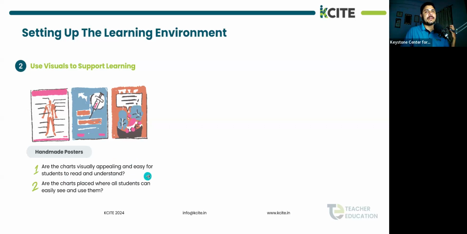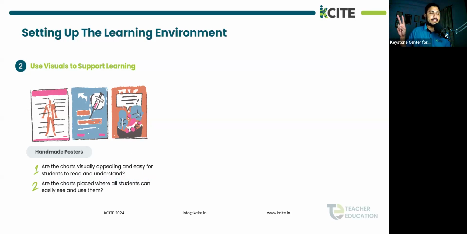Are the charts visually appealing, and easy for the students to read and understand? This is another important thing. If you arrange a chart and you write a very tiny script, the problem is the chart is far away from me and I'm sitting here, and you want me to recall the information, the points that I have learned. This is a difficulty. I'm sitting far away and the text is so small, I cannot read from here and recall.